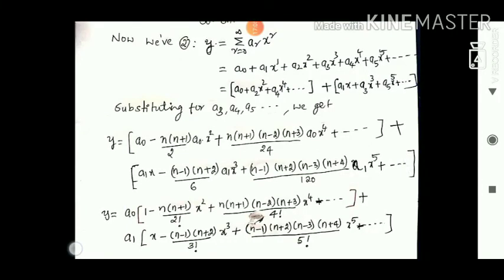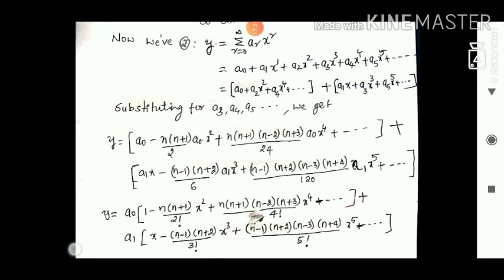So what we get: y equal to a0 into 1 minus n into n plus 1 by 2 factorial x square plus n into n plus 1 into n minus 2 into n plus 3 by 4 factorial, because 24 we have, that we can write as 4 factorial, x power 4 minus etc. Next, the second bracket we write plus a1 into x, a1 taken outside, so x minus n minus 1, n plus 2 by 3 factorial, 6 can be written as 3 factorial, x cube plus n minus 1, n plus 2, n minus 3, n plus 4 divided by 5 factorial into x power 5. 120 can be written as 5 factorial.